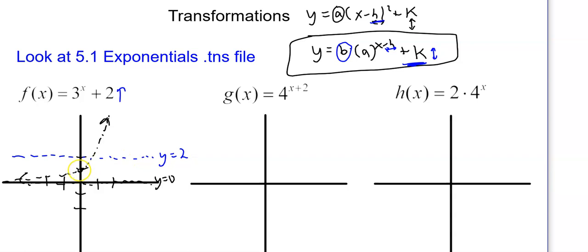The point was at 0, 1. Now the point is at 0, 3. So I like to write the ordered pair where that point moves to. And on the left, the graph is approaching the asymptote, and it hits that point and moves up really quickly. It's growing quite fast.